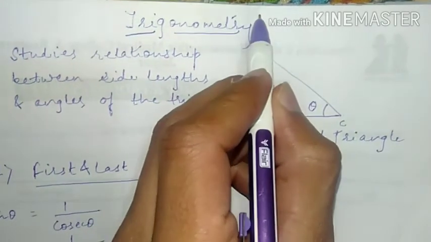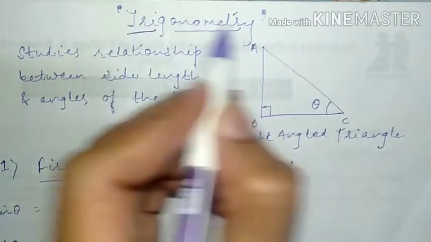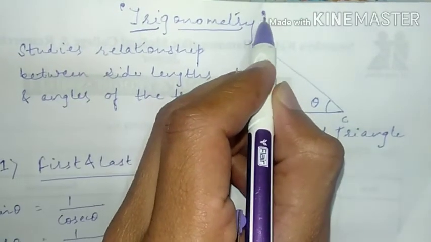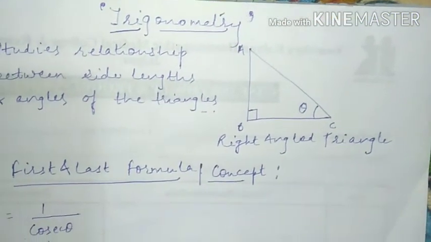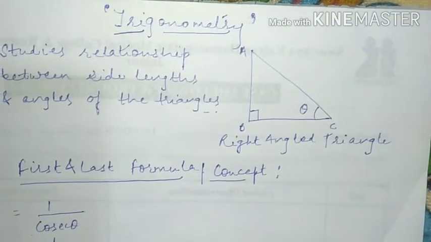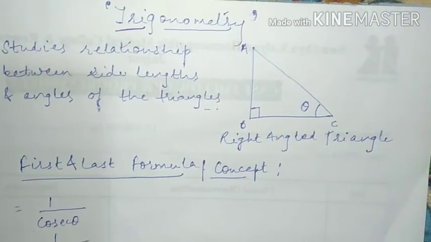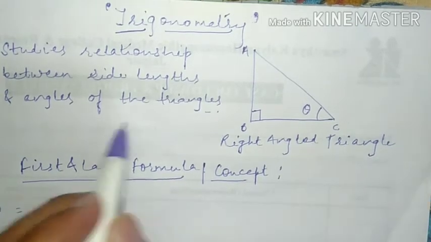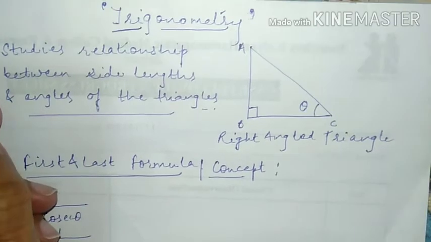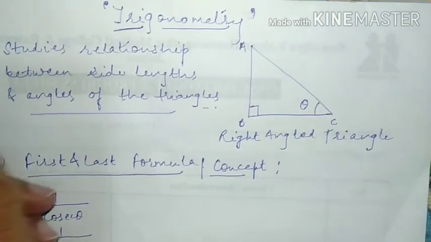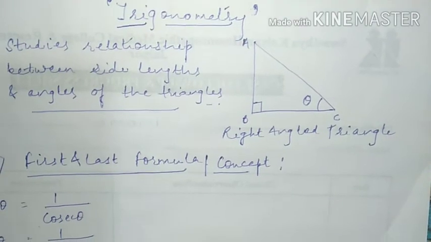What does it mean of this word, that is trigonometry? So trigonometry is nothing but a branch of mathematics in which we study the relationship between side lengths and angles of the triangles. You can see on the screen as well. This is the definition of trigonometry, right? So we just study the relation between side lengths and angles of the triangles.